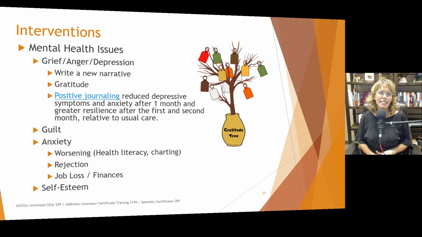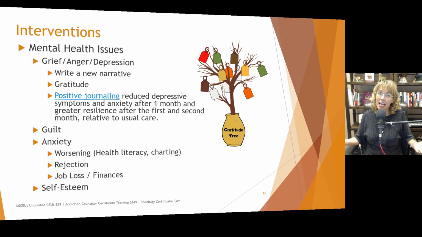We may need to help people address guilt. Anxiety about whether their condition may be worsening, which we can do by improving their health literacy, improving their awareness of the disease, and encouraging charting. They may have anxiety that people are going to reject them because they can't do the things they used to do. So we want to work with them on that. They may also have anxiety that they're going to lose their job or not be able to pay bills because they can't do the things they used to.